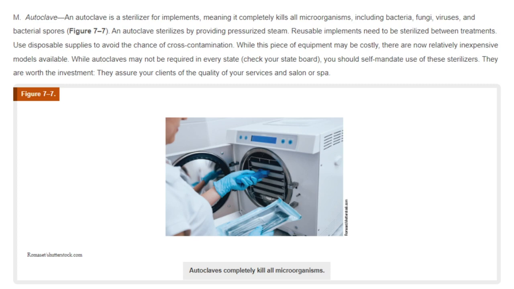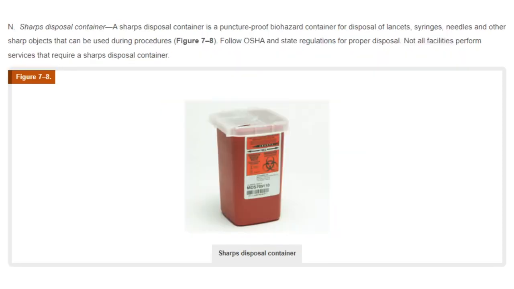Figure 7.7. Sharps disposal container. A sharps disposal container is a puncture-proof biohazard container for disposal of lancets, syringes, needles, and other sharp objects that can be used during procedures. Figure 7.8. Follow OSHA and state regulations for proper disposal. Not all facilities perform services that require a sharps disposal container.